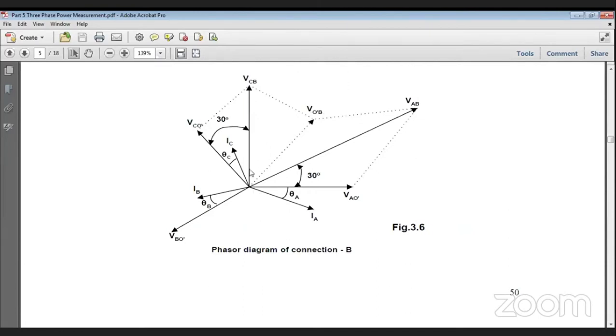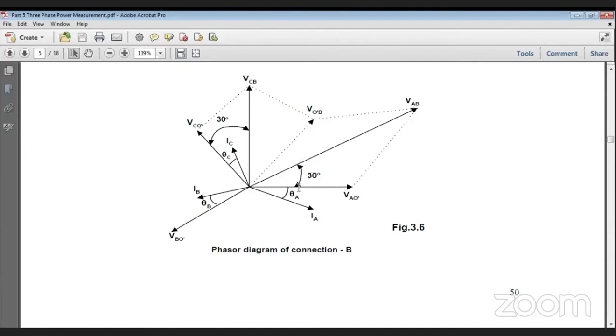And these are the 3 phase currents, and if it is unbalanced, all these 3 angles will be different: theta A, theta B, theta C. Then what is the reading of W1? That is VAB, the potential difference across the potential coil, multiplied by IA, the current through the current coil, then cosine of the angle between these two, which is cos of 30 plus theta. This is the angle difference.